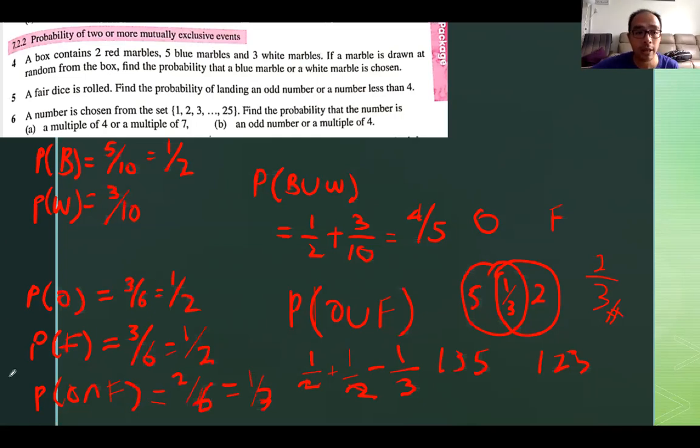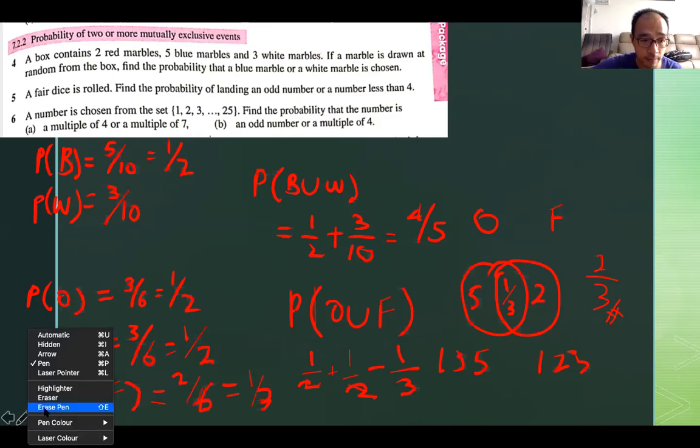Alright, let's take a look at number 6. So a number is chosen from the set 1, 2, 3, all the way until 25. So the 25 numbers all the way. Find the probability that the number is a multiple of 4 or a multiple of 7.